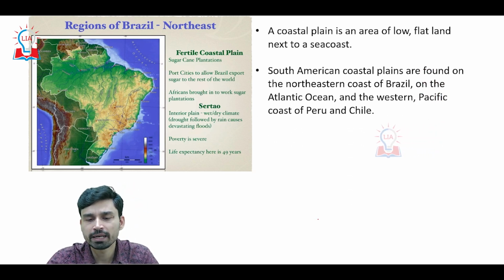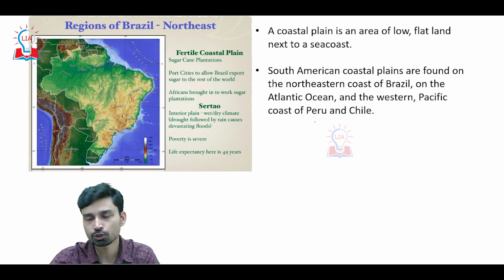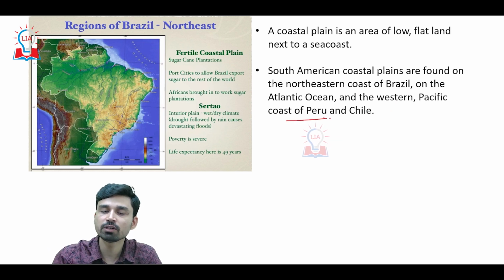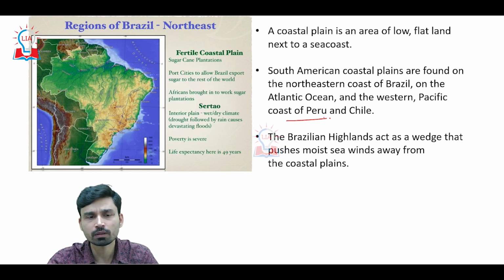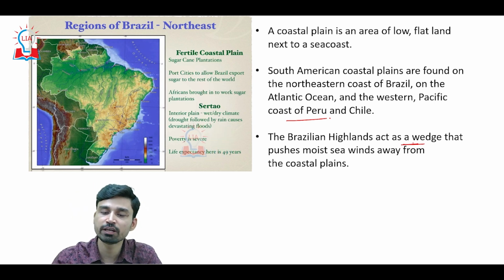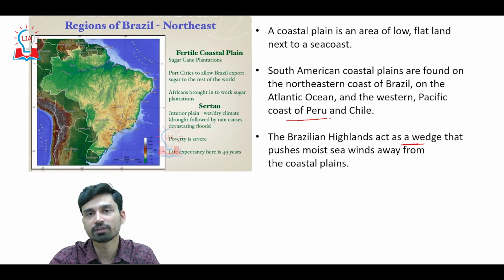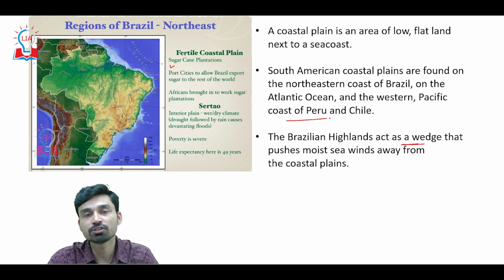South American coastal plains are generally found on the northeastern coast of Brazil toward the Atlantic Ocean, and on the western side, the Pacific coast of Peru and Chile have a narrow development of coastal regions. The reason we do not have extensive development of the coastal plain in Brazil is that the Brazilian highland acts as a wedge, and thus most of the sea winds that bring rainfall to Brazil are pushed away from the coastal land, and that is why this area does not become wet or fertile in nature.